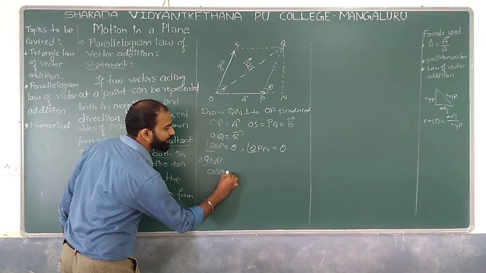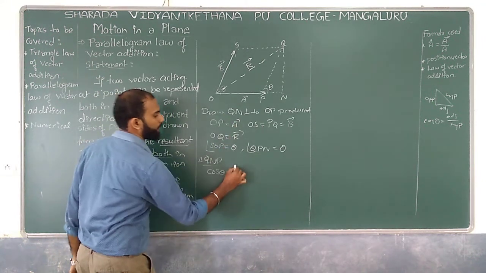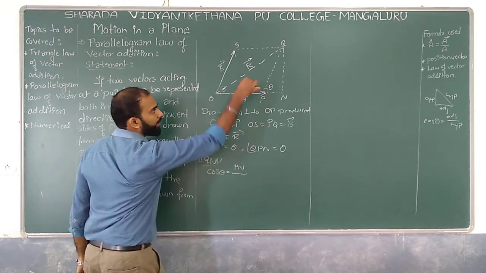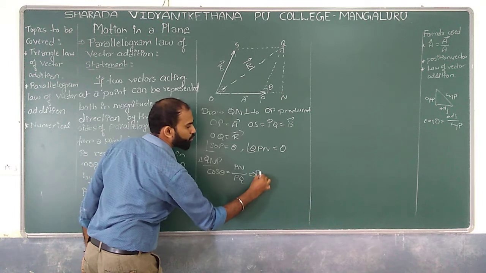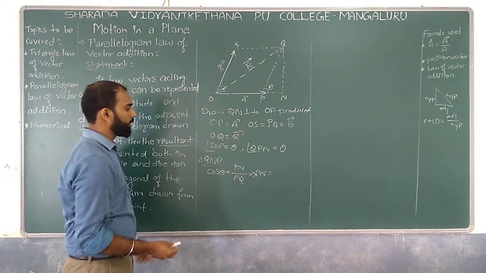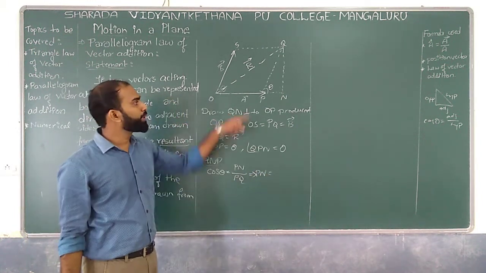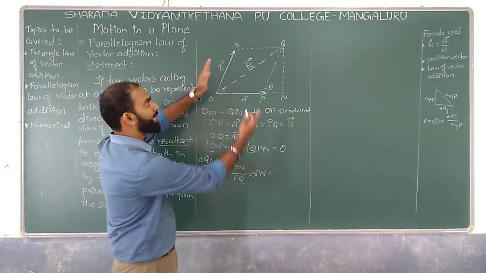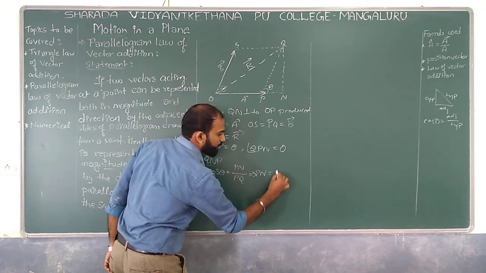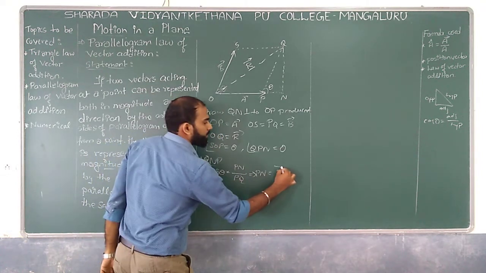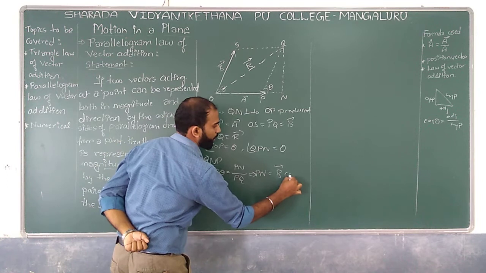So cos theta is equal to PN divided by PQ. With respect to PN, what can I have over here? So what is PQ? We have P to Q. Don't you think it is the adjacent side? So this PQ can be rewritten as the B vector into cos theta.